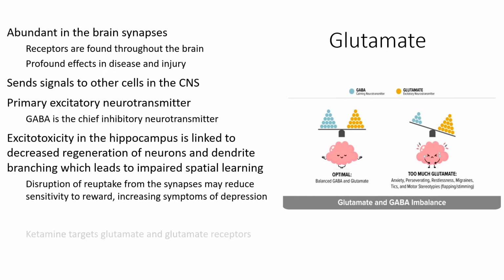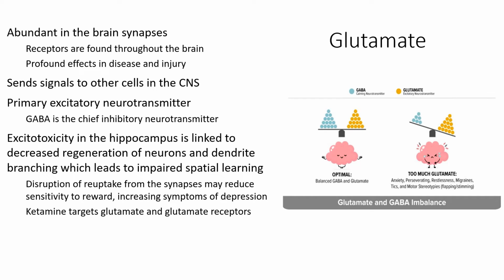The excitotoxicity in the hippocampus is linked to decreased regeneration of neurons and dendrite branching, which can lead to impaired spatial learning. There can be a disruption of reuptake from the synapses, which may reduce sensitivity to reward and increase symptoms of depression. This is important when we talk about the reward motivation cycles.